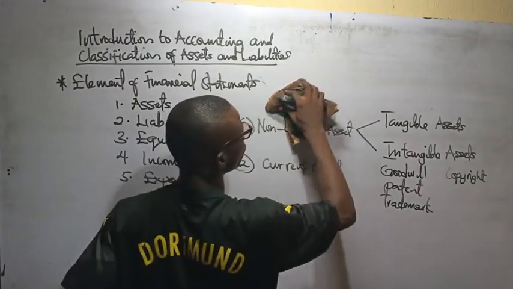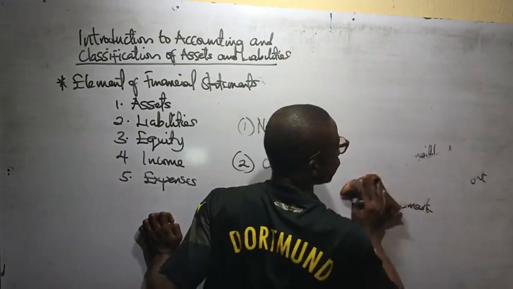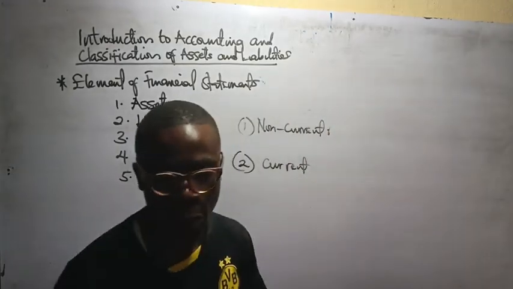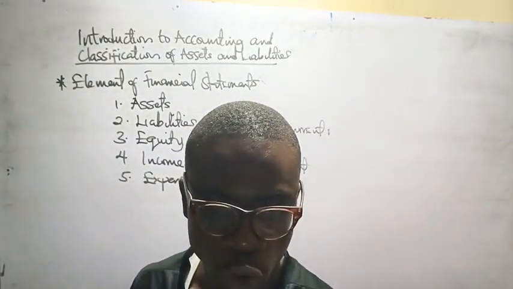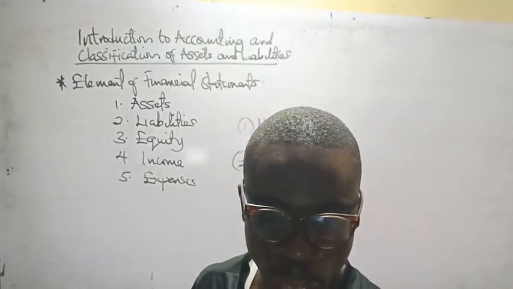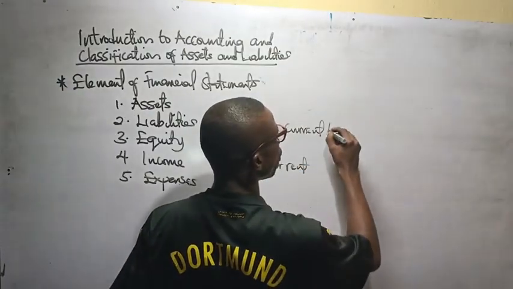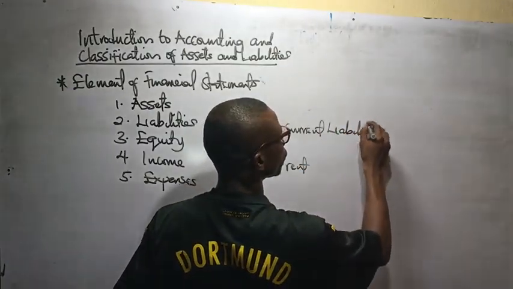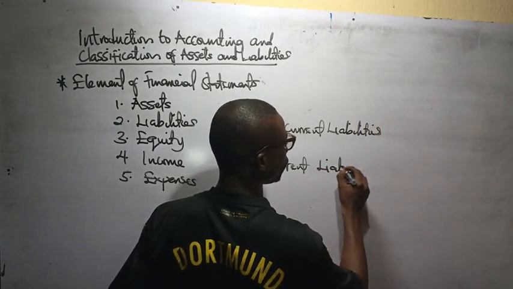So let's look at the types of liability. We have two types of liability: non-current liability and current liability.